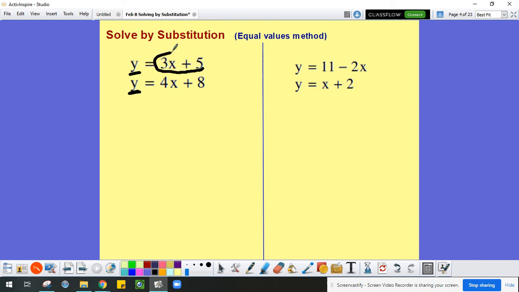So the first thing I'm going to do is take this 3x plus 5, since it equals y, and I'm going to replace that y. So that would be 3x plus 5 equals 4x plus 8. So you guys can see my graphics pen went a little haywire there. 3x plus 5 equals 4x plus 8. Okay, 3x plus 5, 4x plus 8. I have a variable on both sides.